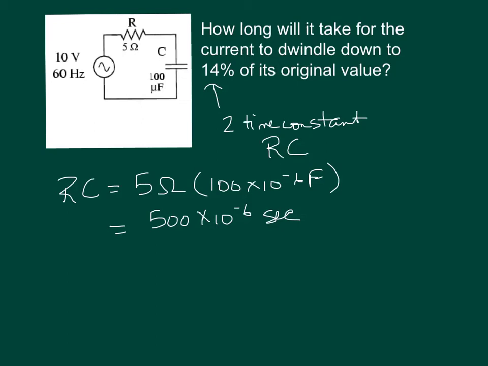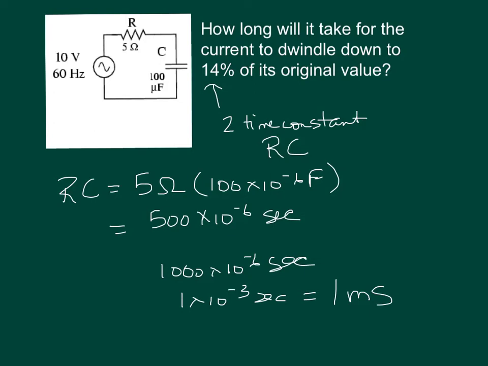So if we multiply that by 2, because that's 2 time constants, we have 1,000 times 10 to the minus 6 seconds, which is 1 times 10 to the minus 3 seconds, which is 1 millisecond. So it'll take 1 millisecond, not very long, you won't see it, snap, for the current to dwindle down to 14%. So this one's going to charge up really quick.